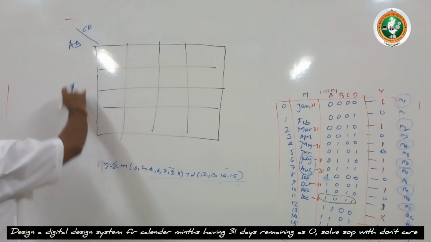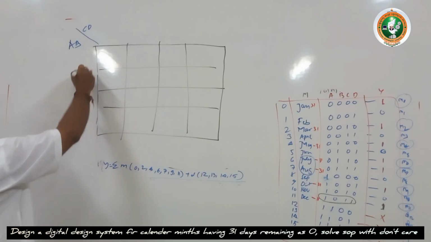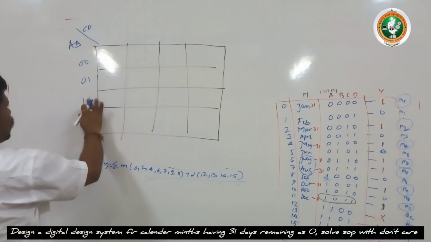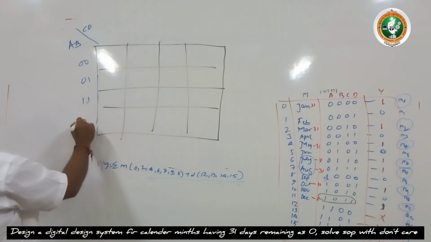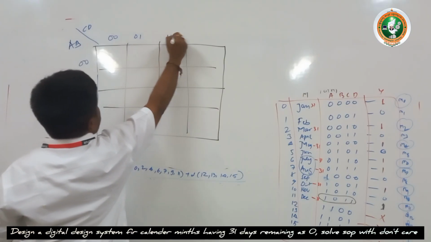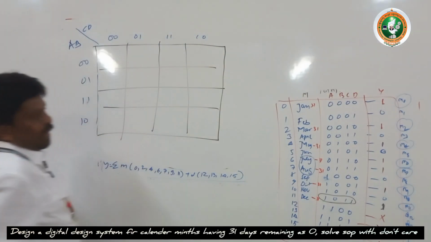Now I have to write the gray coding for this. For AB, the 4 combinations are 0 0, 0 1, 1 1, 1 0, not 1 0 first because of the gray coding. 0 0, 0 1, 1 1, 1 0. This is called the gray coding.